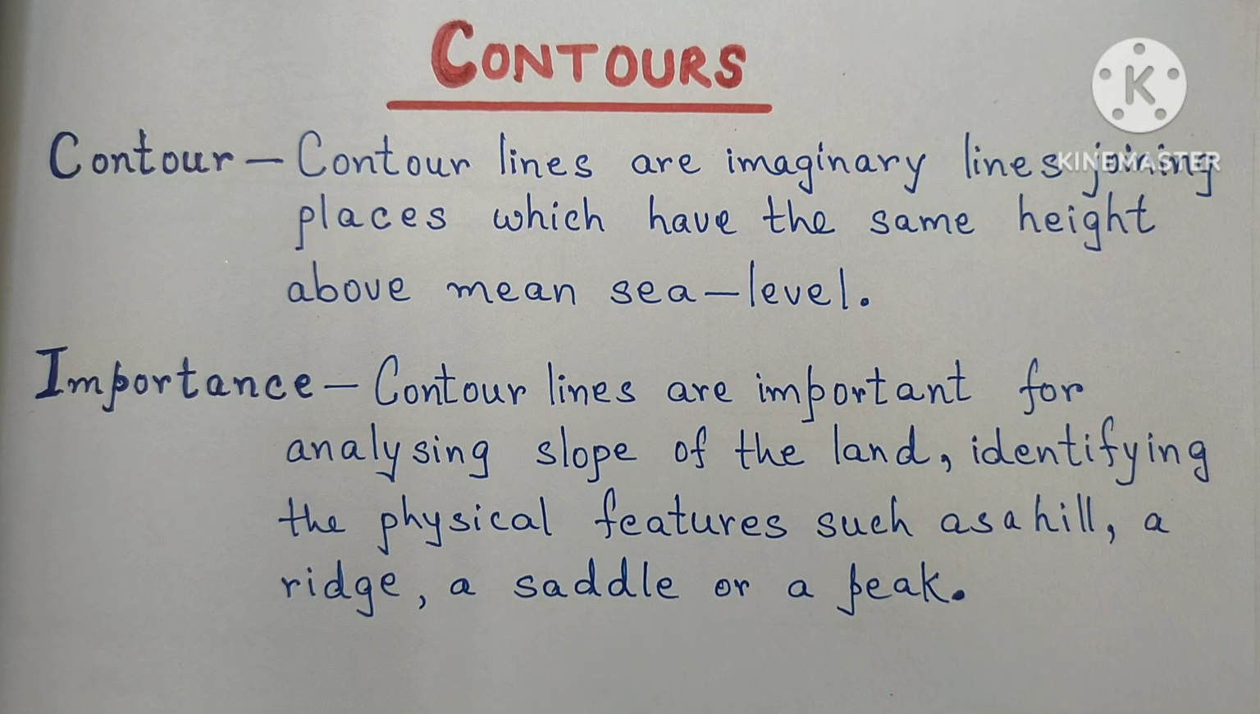Let us start. Contour lines are imaginary lines joining places which have the same height above mean sea level. The contour lines are marked as 100 meters, 200 meters and 300 meters. The difference between contour lines is called the contour interval. Contour lines are important for analyzing the slope of the land, identifying the physical features such as a hill, a ridge, a saddle or a peak. All these features we will be seeing in the video.